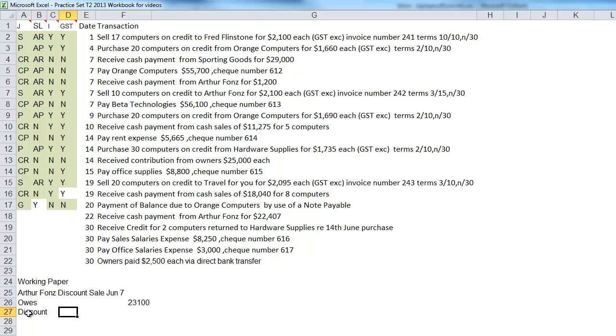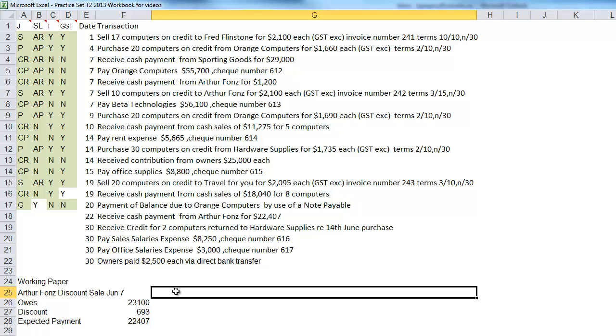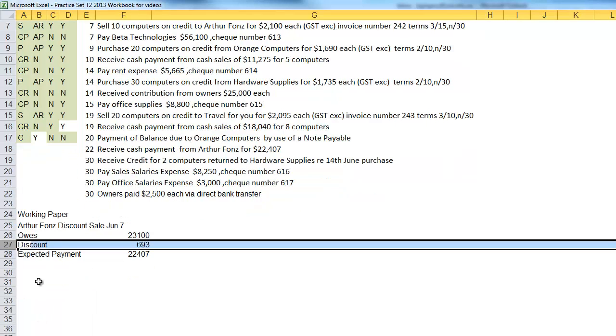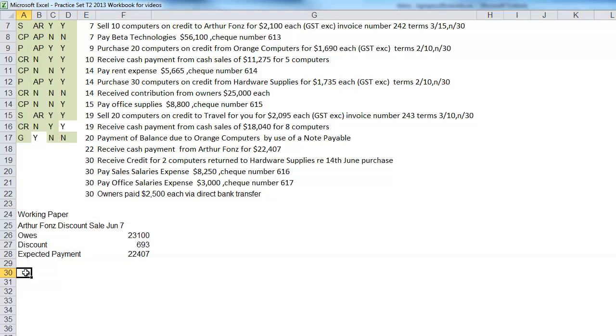Discount is therefore 23,100 times 0.03, and expected payment equals 23,100 minus 693, 22,407, which it has. Now we do need to break this discount up into two components. I've got big columns here, so I'll put them down below. So the discount is made up of GST and the net amount.